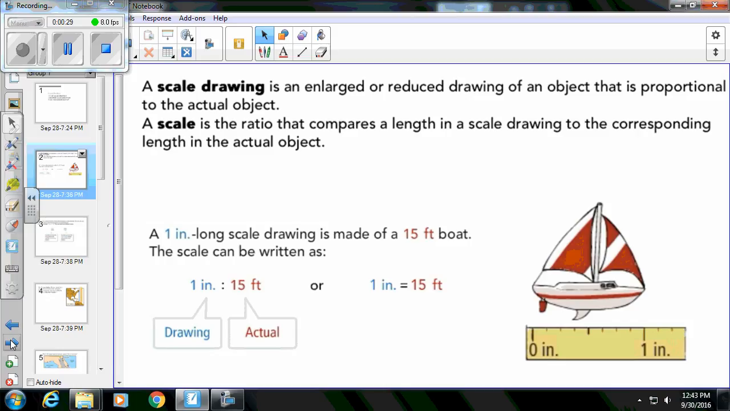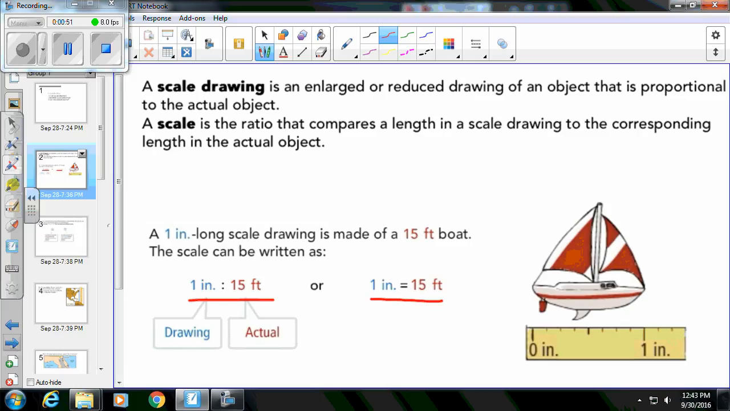A scale is the ratio that compares the length in a scale drawing to the corresponding length in the actual object. A 1-inch long scale drawing is made of a 15-foot boat. So the scale can be written as 1 inch to 15 feet, or 1 inch equals 15 feet. Okay, so here's the drawing on the left and the actual on the right.